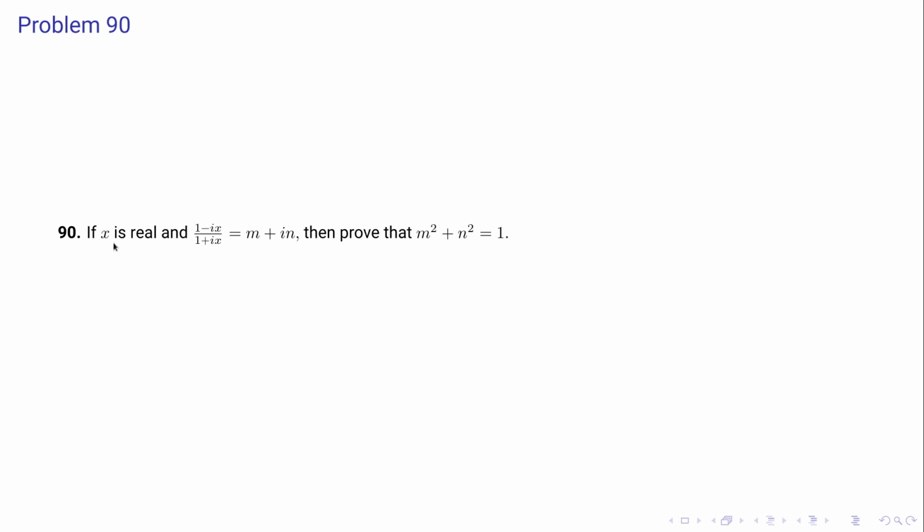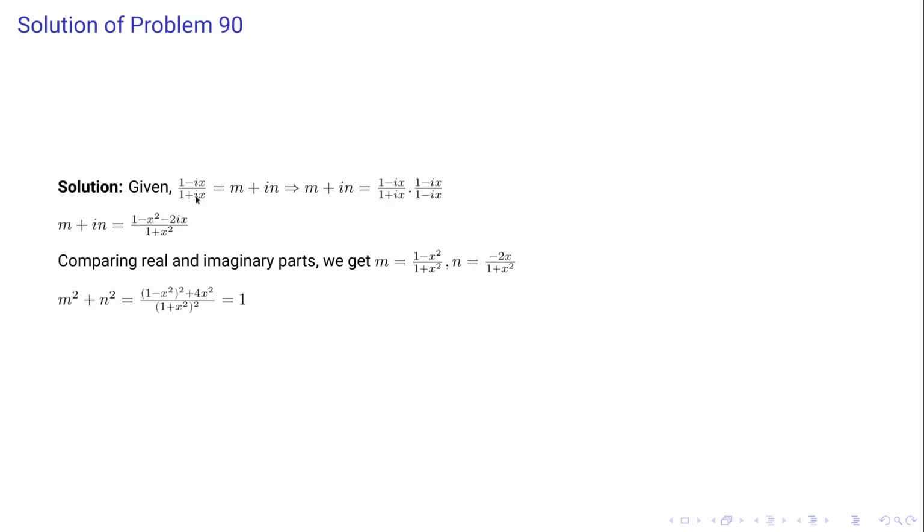Problem 90 says that if x is real and 1 minus ix by 1 plus ix is equal to m plus in, then prove that m square plus n square is equal to 1. So we are given this equation, we rationalize by multiplying and dividing with the complex conjugate of the denominator. We get 1 minus ix whole square by 1 plus x square. That becomes 1 minus x square minus 2ix by 1 plus x square. We compare real and imaginary parts. We get m is equal to 1 minus x square by 1 plus x square, and n is equal to minus 2x by 1 plus x square.